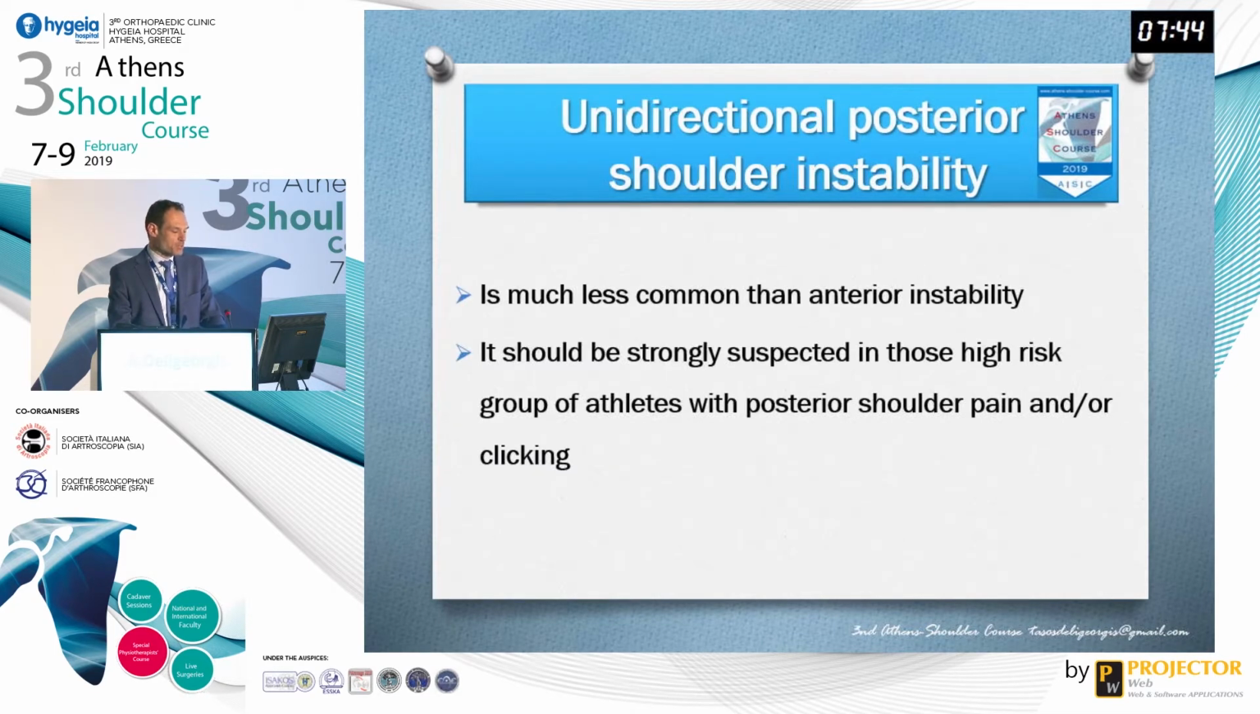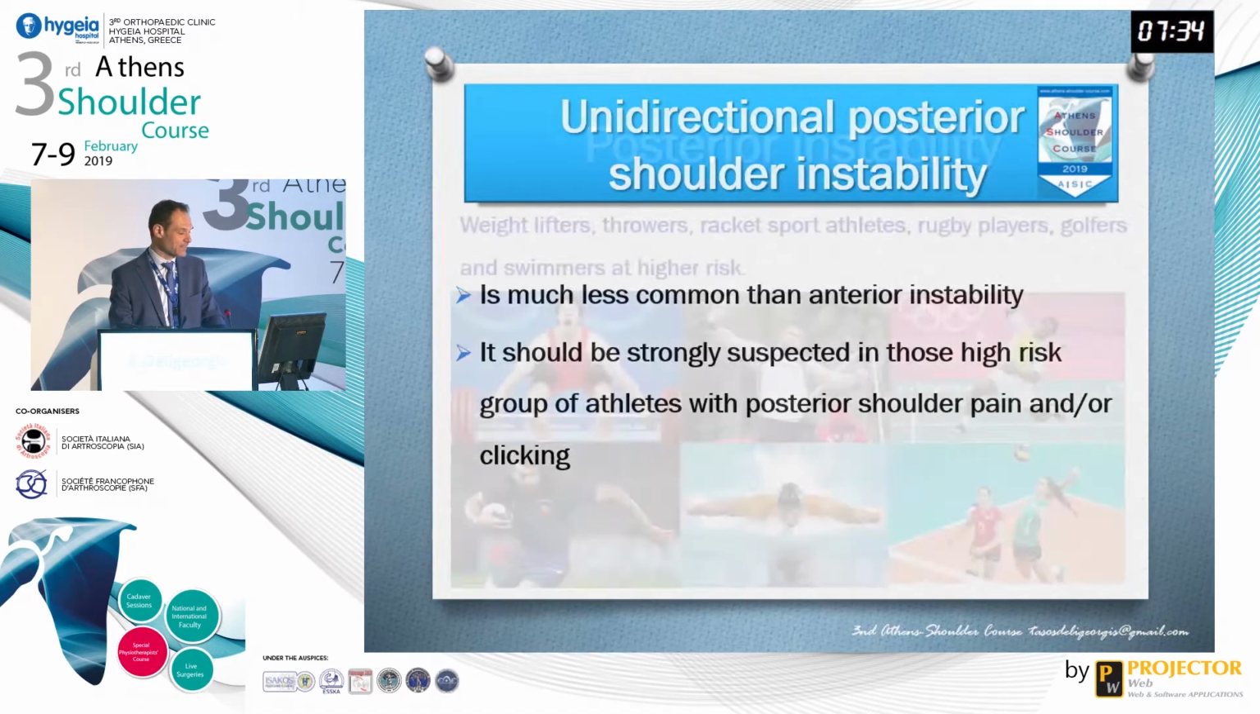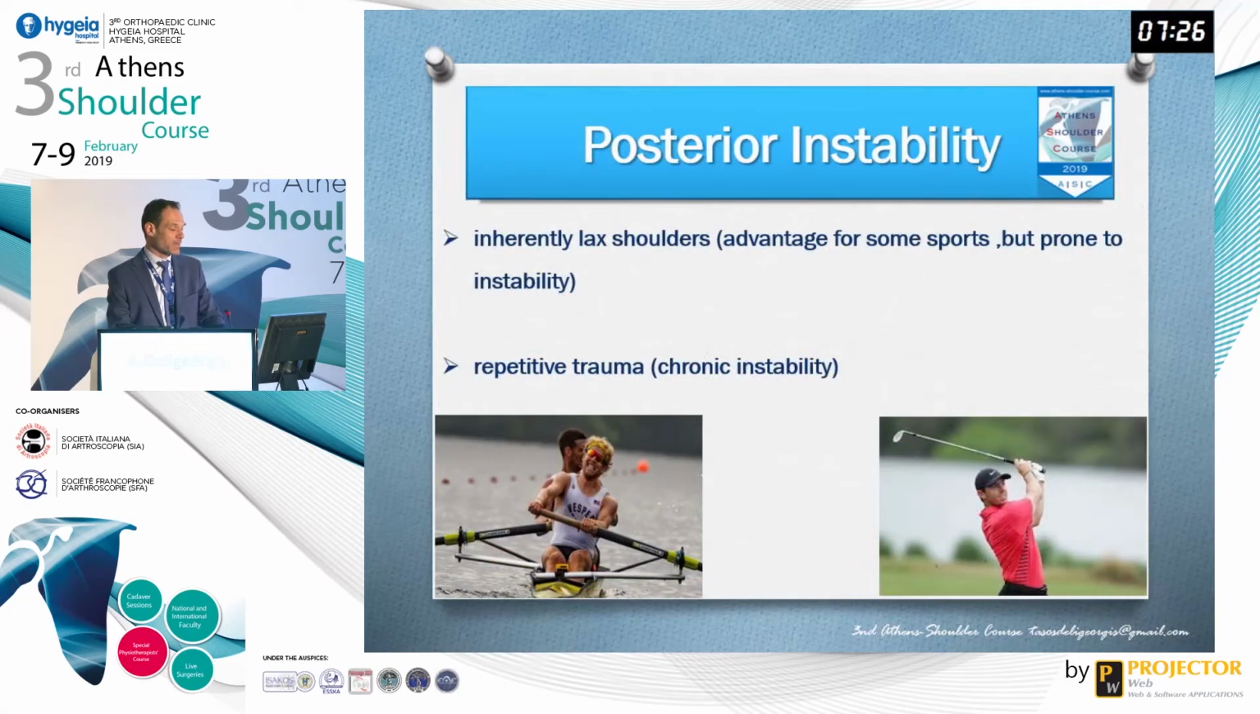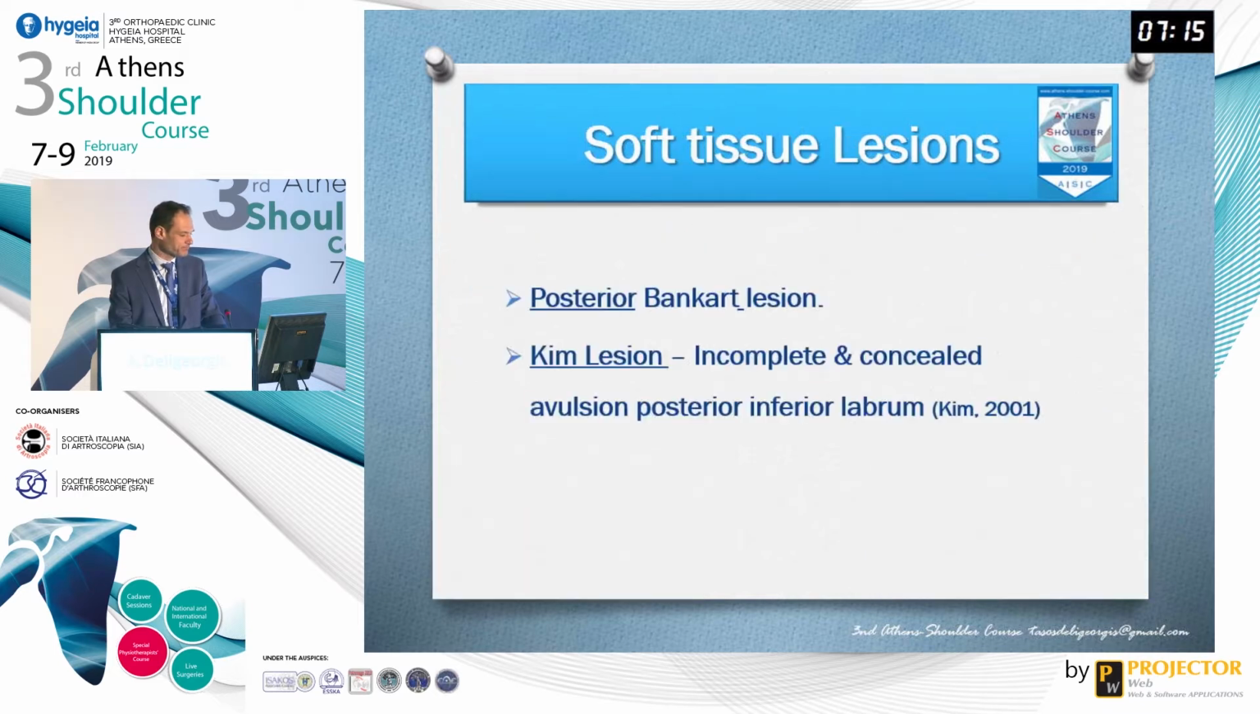So unidirectional posterior shoulder instability is much less common than anterior instability. It should be strongly suspected in those categories of athletes with posterior shoulder pain and clicking. Weightlifters, racket sport athletes, rugby players, golfers, and swimmers are at higher risk. They might have lax shoulders that might be an advantage for the sport, but they make them more prone to instability, and they can also have repetitive trauma that will lead to chronic instability.